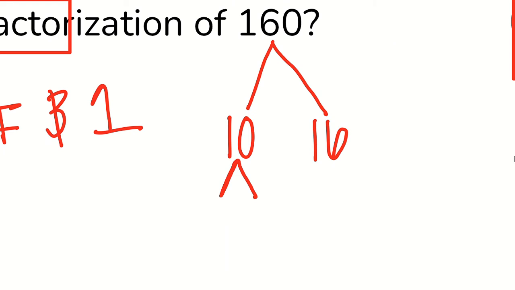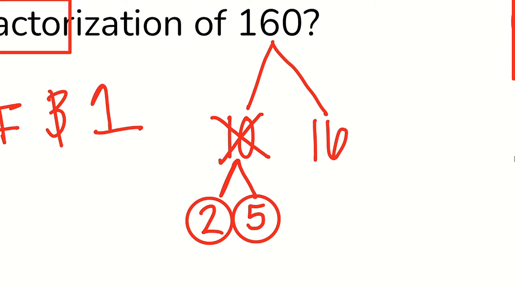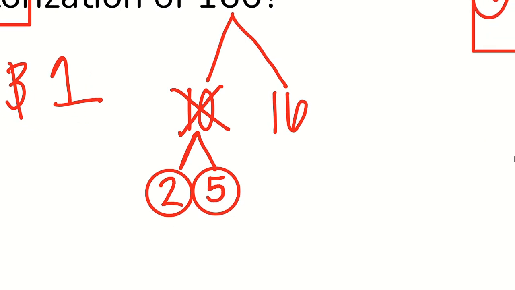I know that 2 times 5 is 10. And guess what? 2 is prime and 5 is prime. So I always circle my prime numbers, and I go ahead and cross off the numbers that are not prime because I'm not using them. 16. There's a couple ways I can break that up. I could do 2 times 8. I could do 4 times 4. Whatever you want to do. I'm going to go ahead and do 4 times 4.